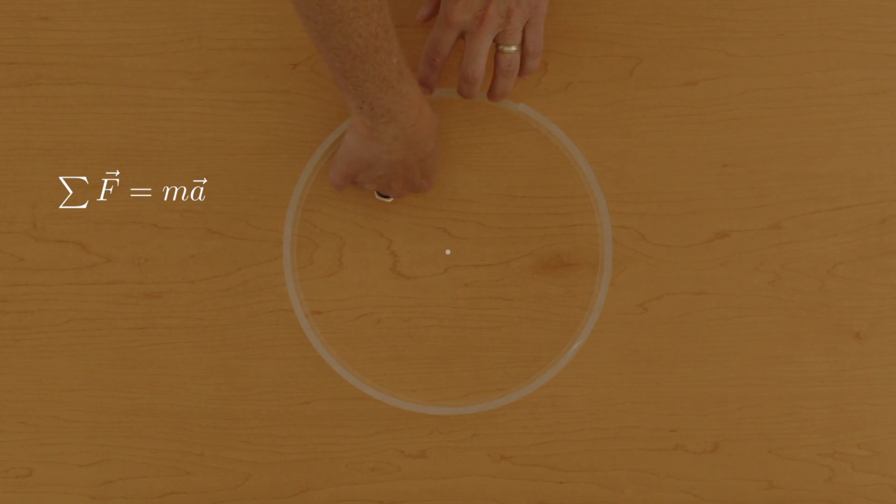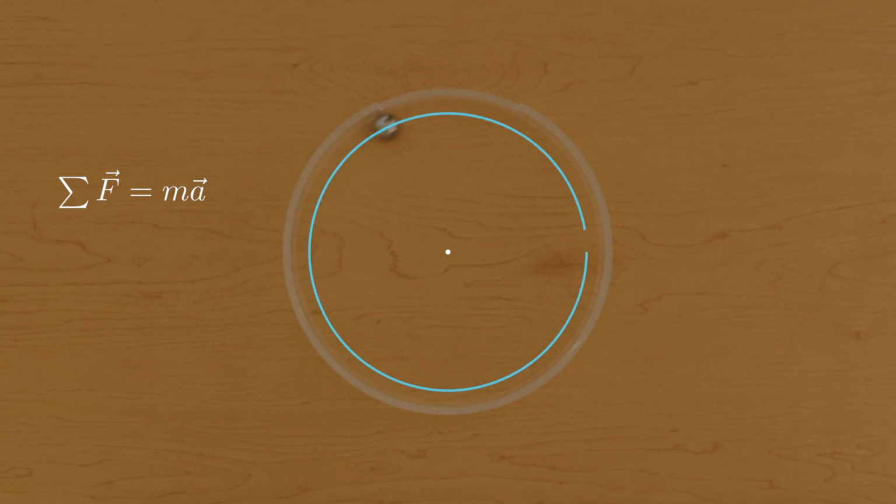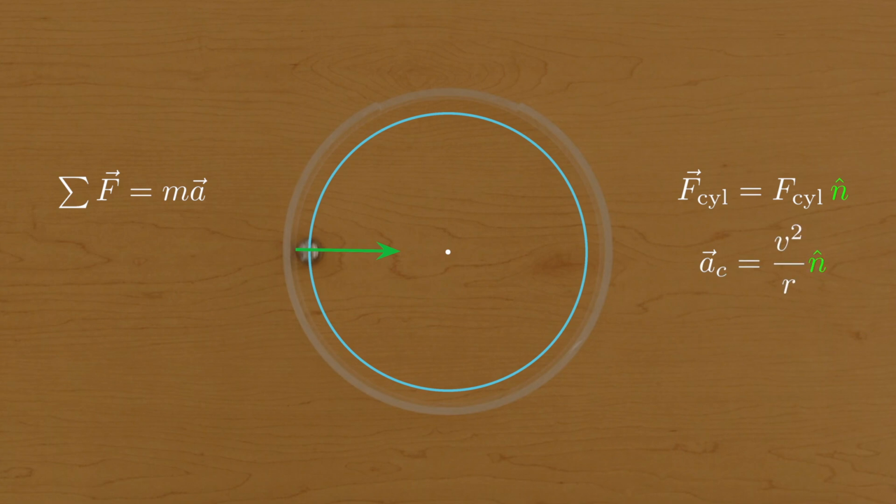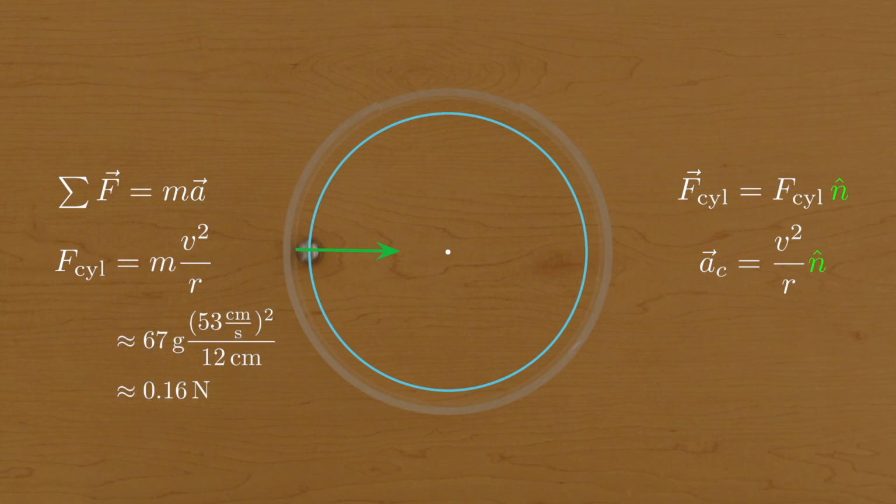We start by examining the forces acting on the ball. Neglecting friction and air forces, there's only one horizontal force acting, the normal force from the cylinder. This force acts perpendicular to the cylinder and therefore points directly to the center of the circle. Because the ball moves in uniform circular motion, we already know the acceleration also points toward the center of the circle. Substituting into Newton's second law then allows us to determine the magnitude of the normal force acting on the ball.